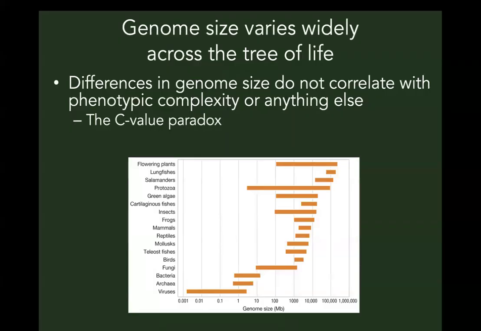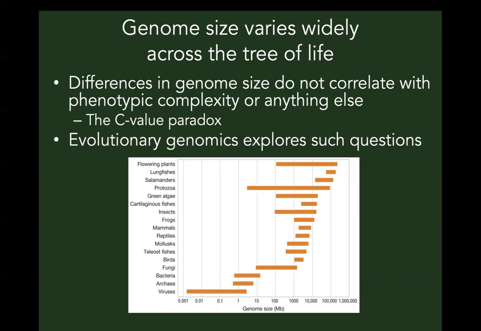All right, so the teaser for this chapter introduces us to the idea that genome size, the number of nucleotides in the sequence of an organism's genome, varies widely across different organisms. And it's kind of a weird trick because the differences in genome size don't actually correlate with anything you might expect, like phenotypic complexity, or really anything else we can come up with. And this is what is known as the C-value paradox.